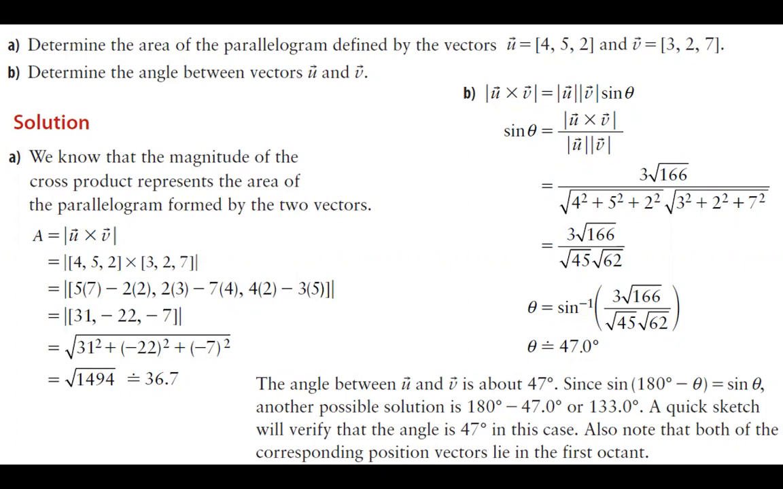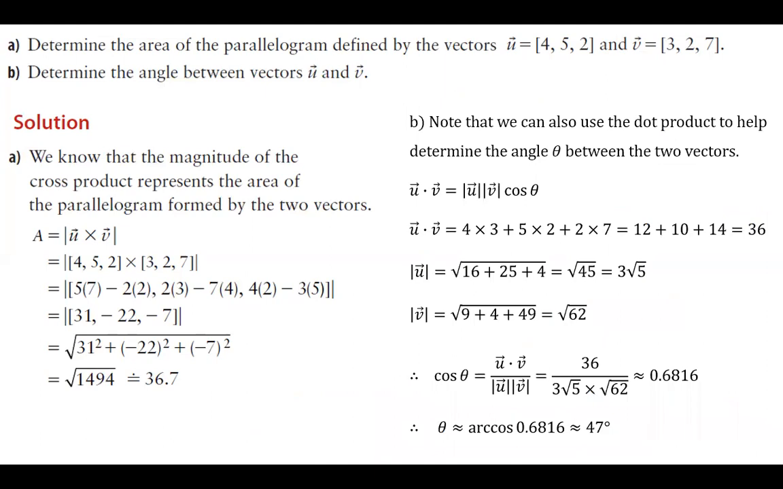Since sine of 180 degrees minus theta equals sine theta, another possible solution is 180 degrees minus 47 degrees, or 133 degrees. A quick sketch will verify the angle is 47 degrees in this case. Also note that both of the corresponding position vectors lie in the first octant. So as you can imagine, if both of the position vectors lie in the first octant, then the angle between them should be less than 90 degrees, right?